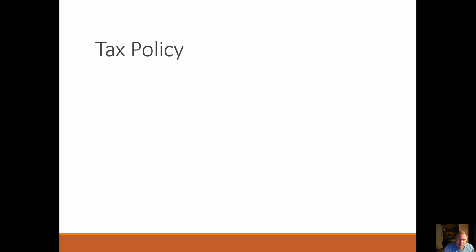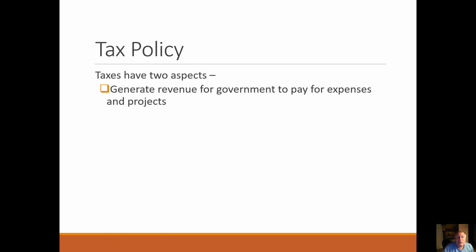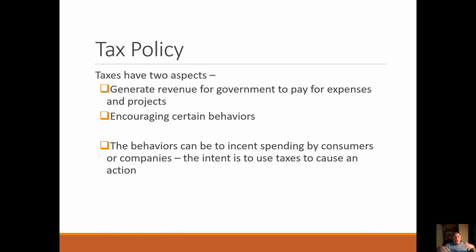Next thing is tax policy. That's the monetary policy. The Fed does that. So you can see the things they do there. We have tax policy. Taxes really have two aspects. One, generate revenue for governments to pay for expenses. Second, more importantly, is to encourage certain behaviors. And these behaviors can be incentive spending by consumers or companies. The intent is to use taxes to cause action. Okay, so that's the tax policy.